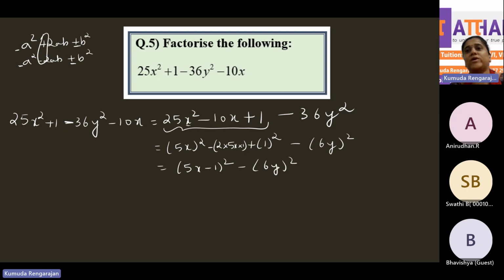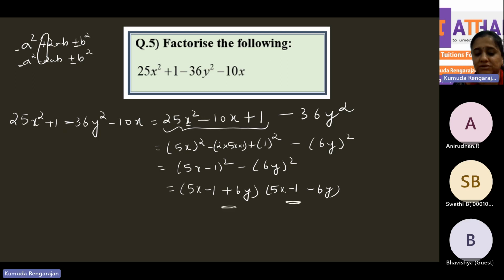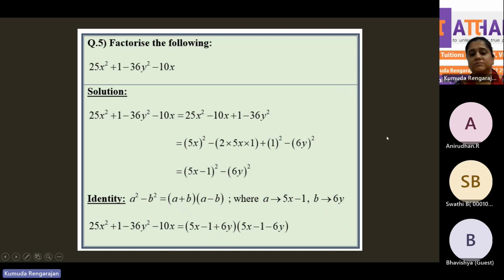Now this is like a square minus b square, a plus b into a minus b. So 5x minus 1 plus 6y into 5x minus 1 minus 6y. This is how we factorize. These are the two factors of the given expression. Yeah, right on.